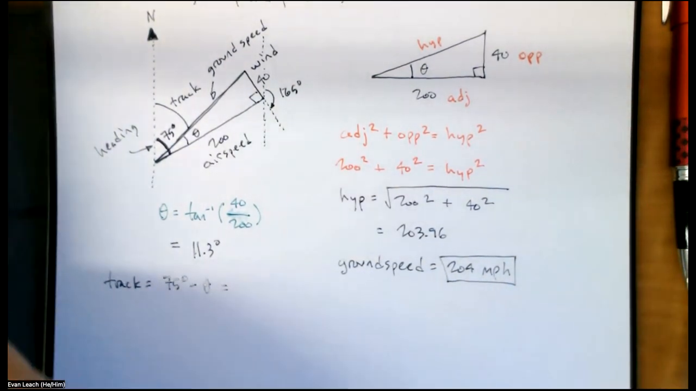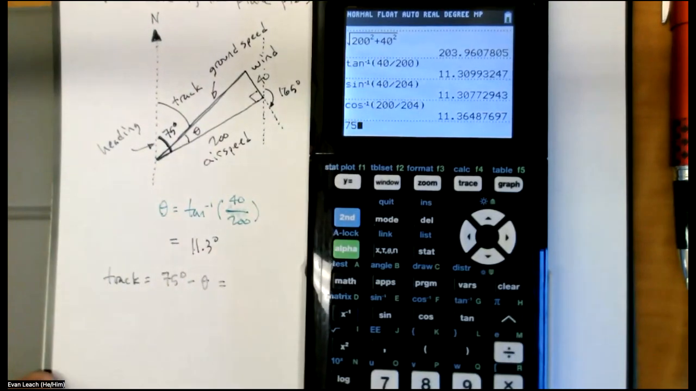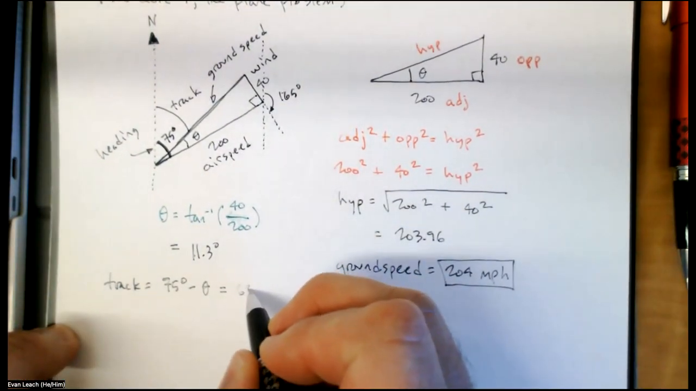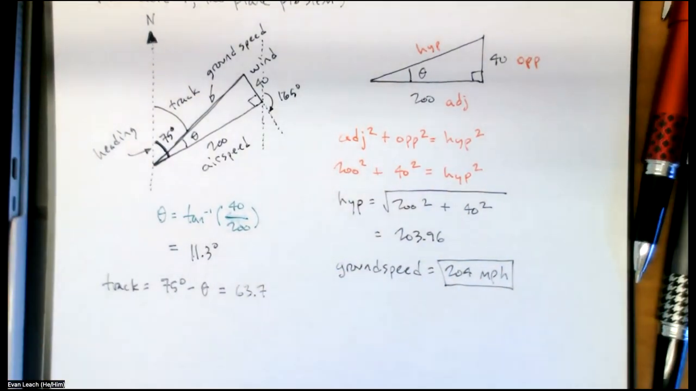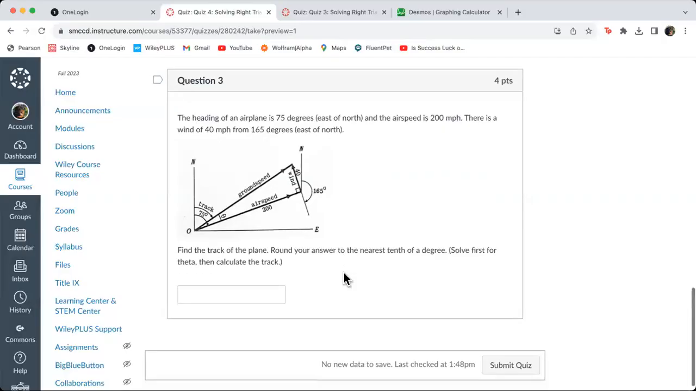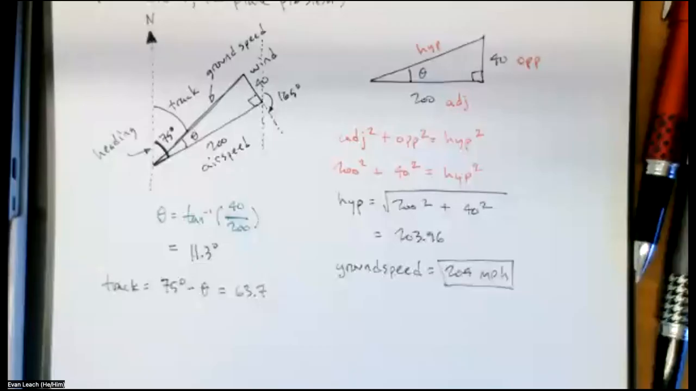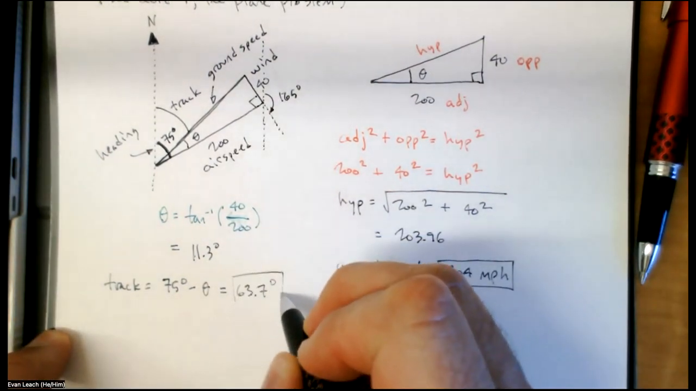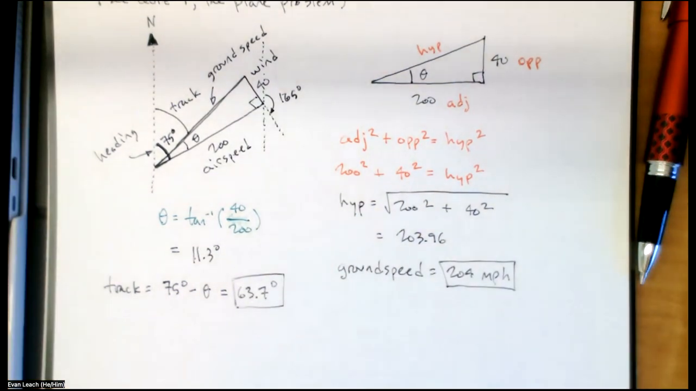So I'll do the 75 minus 11.3 to get 63.7. I forgot where I said to round it, so let's go back and look. Round to the nearest tenth of a degree. So to find the track, we'll take the 75-degree heading, and we'll subtract off the angle theta that we found.